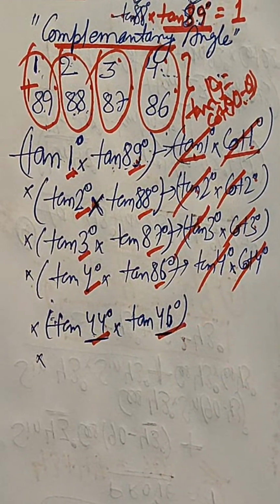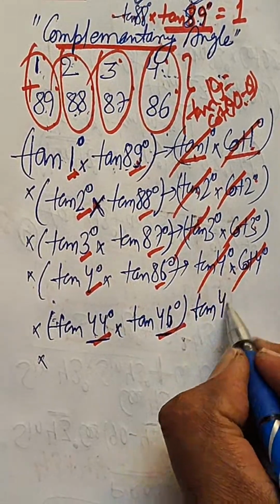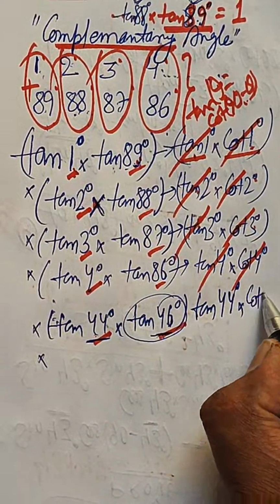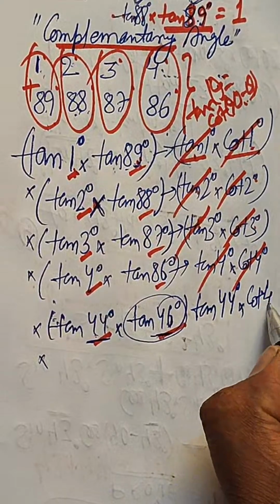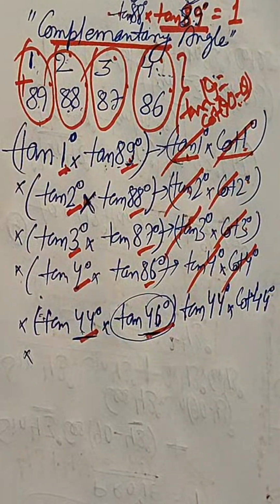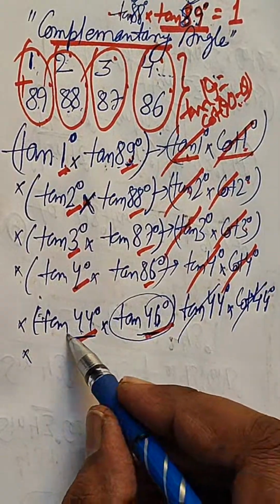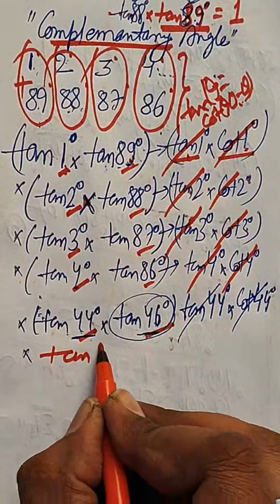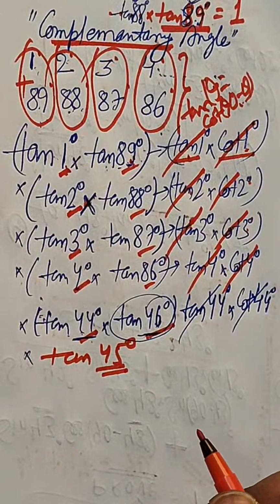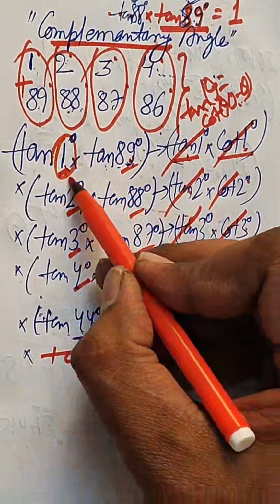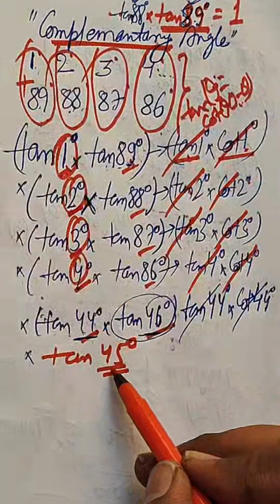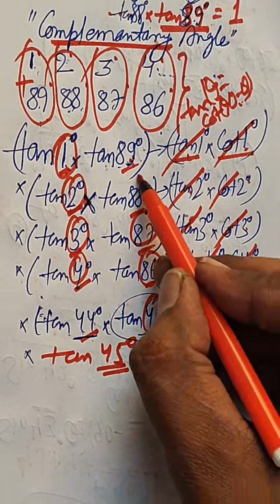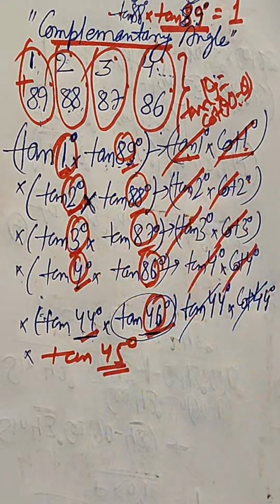If I write it, then we can see tan 46 can be written as cot of 44, right? So this will also be cancelled out. So in the end only one angle will be left, that is tan of 45 degree, because you can see 1, 2, 3, 4 till 44, 45, 46, 47 till 80, 81, 85, 86, 87, 88, 89. So all these angles are covered, right?